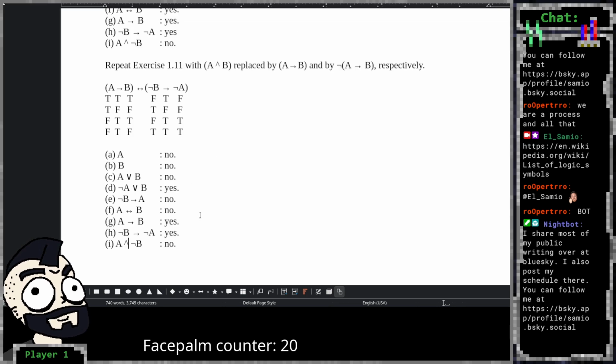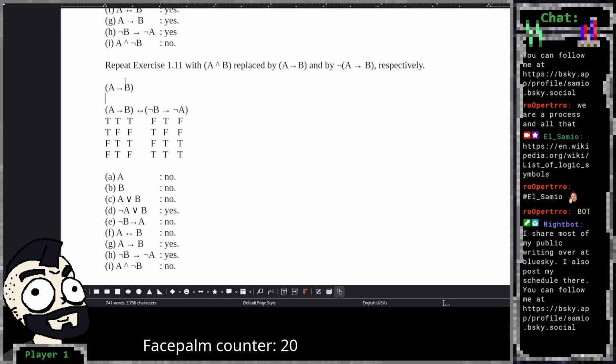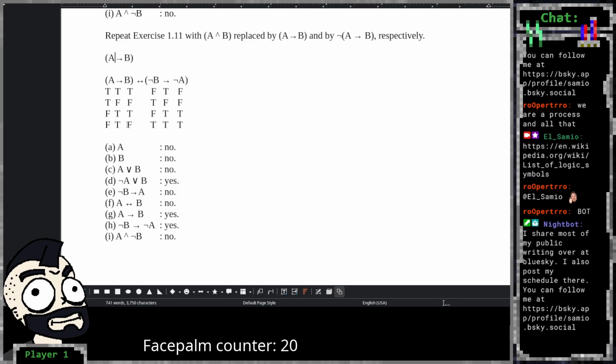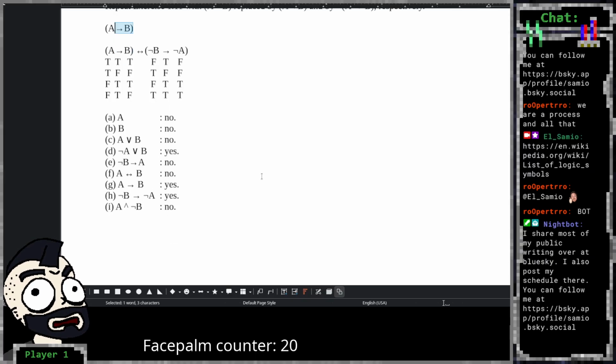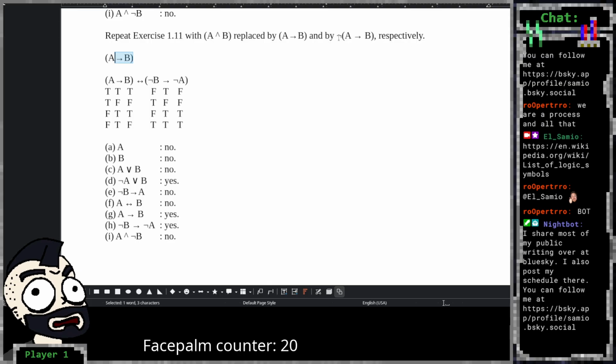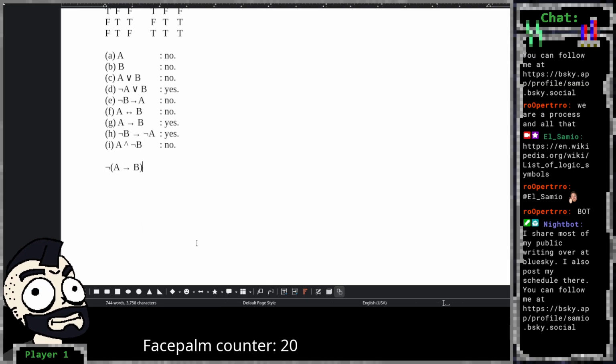A and not B? No, of course not. There is a situation in which this one is true and this one is false. For example, when both are false, A is false, which means the conjunction is false, yet this will be true. And now we have to do the same thing again, but with not A implies B.